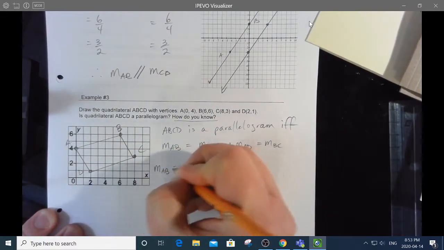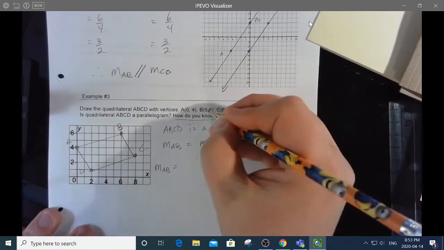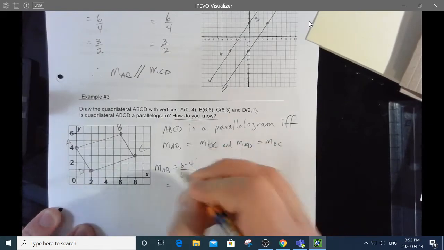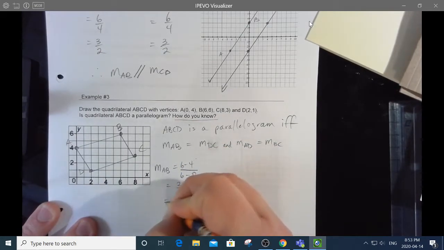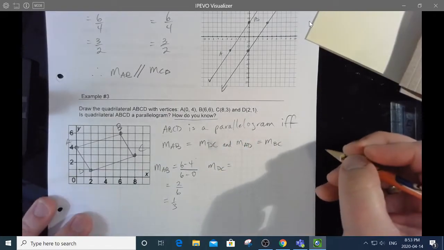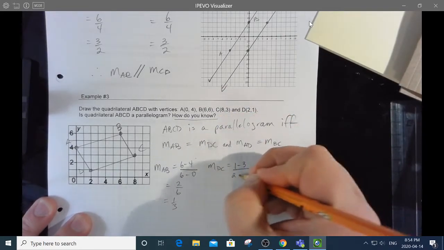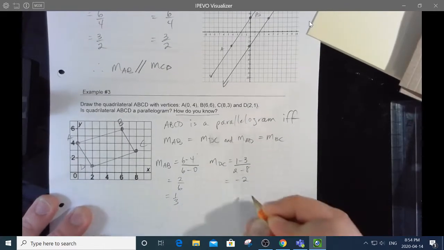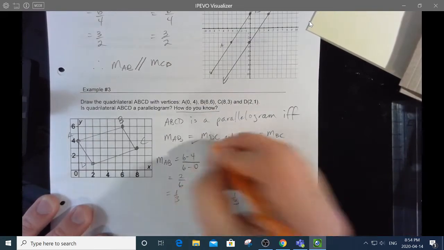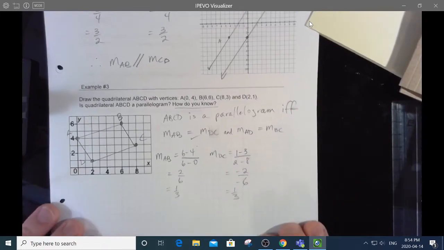So the slope of AB, and again, if you want to pause the video and try to find the slopes for yourself, go ahead. But I'm going to go from A to B, which is 6 minus 4 over 6 minus 0, which is 2 over 6, which is 1/3. And the slope of D to C is going to be 1 minus 3 over 2 minus 8. And that equals -2 over -6, which the negatives cancel, is 1/3. So far, that's true. AB and DC are parallel. But you better check, are those two lines parallel? You can't just assume they are. We got to check it out.